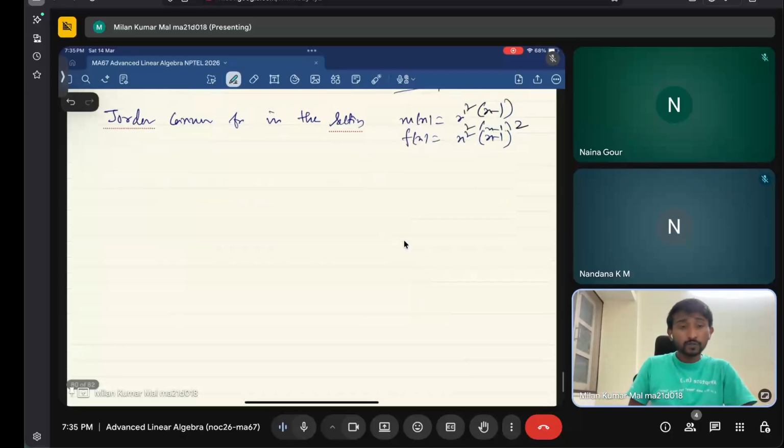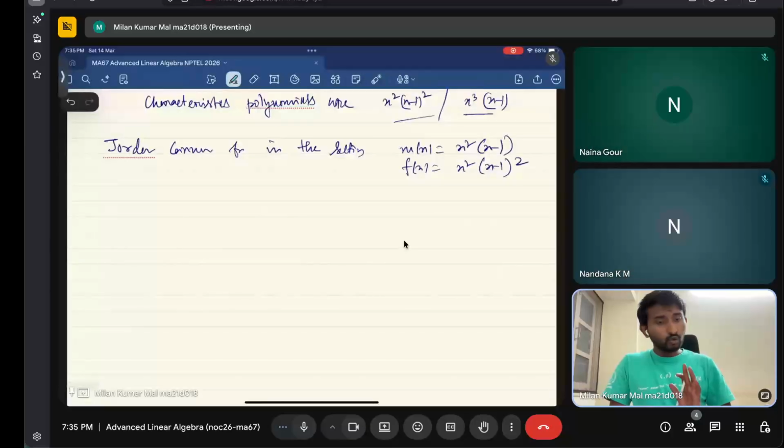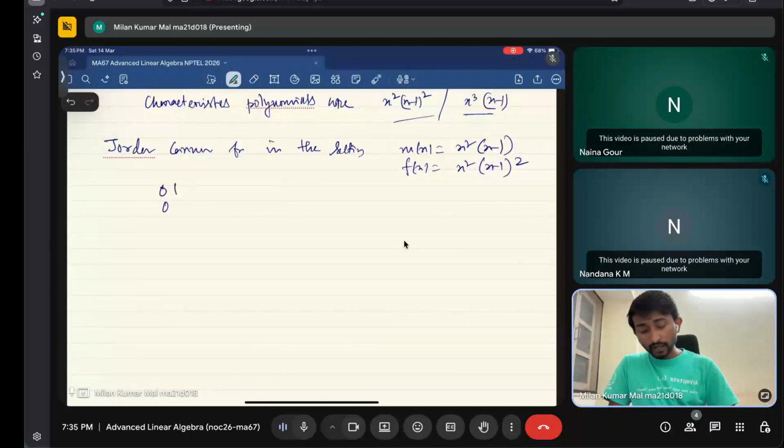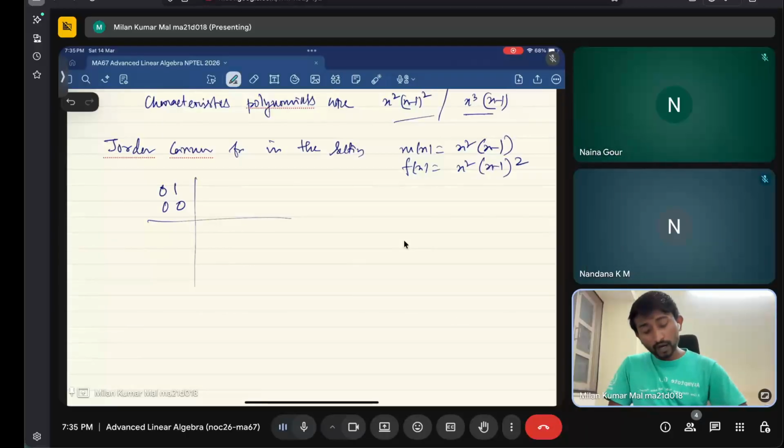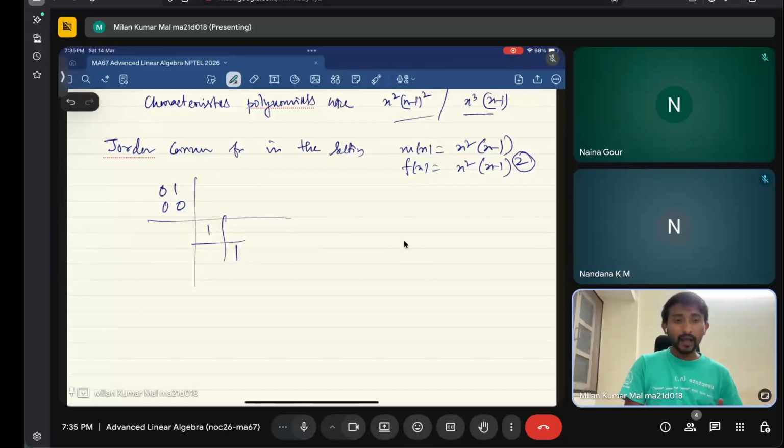In this case, corresponding to 0, there is a power of 2. So there will be one 2 by 2 block corresponding to 0. Now corresponding to 1, the minimal polynomial power is 1, so the largest block corresponding to 1 will be 1 by 1. As the characteristic polynomial has power 2, to fill that I have to go down, but there is only one option: I can choose only 1 by 1 blocks corresponding to 1. This is the Jordan canonical form.